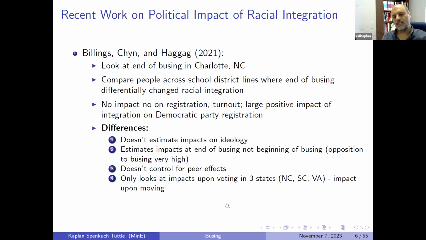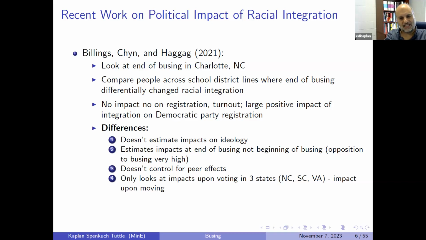So relative to this paper, we have a number of differences as well. There are obviously going to be some differences in the design. We think that our work is even more convincing. Second of all, they don't estimate impacts on ideology, whereas we're going to show that there's not only a shift in partisanship from busing, there also was a shift in ideology.